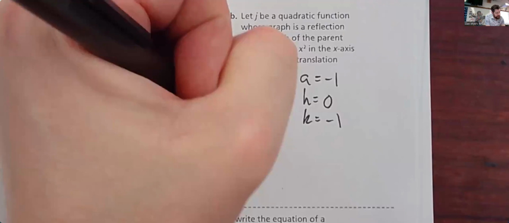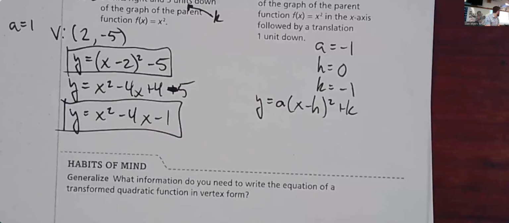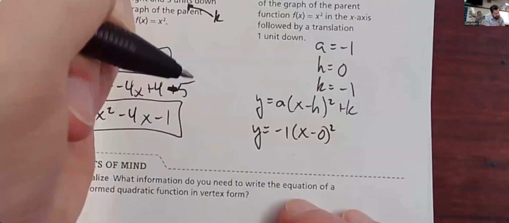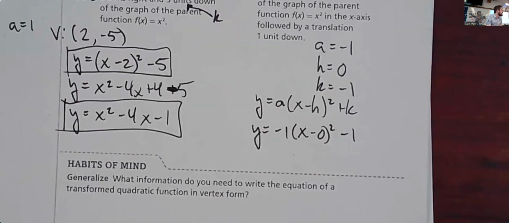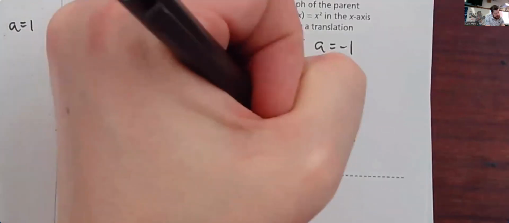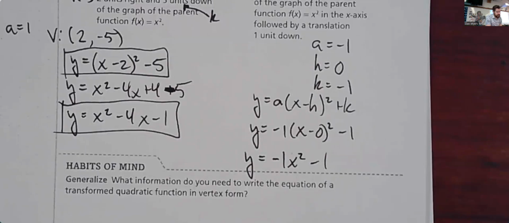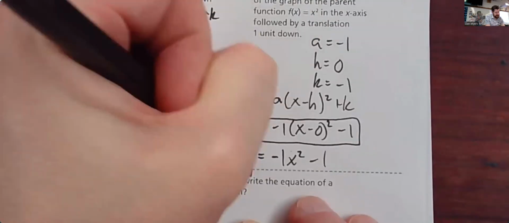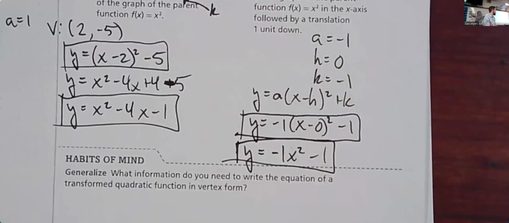So if we have y equals a times x minus h squared plus k, if we plug those in, we're going to get y equals -1 times x minus 0 squared minus 1. Now the quicker, or I guess more compact way to write that would just be y equals -1x squared minus 1. Or -x squared minus 1, which actually is, so here's our vertex form, and then just simplifying it, that automatically puts it into standard form, so we didn't really have a lot of work to do on that one.